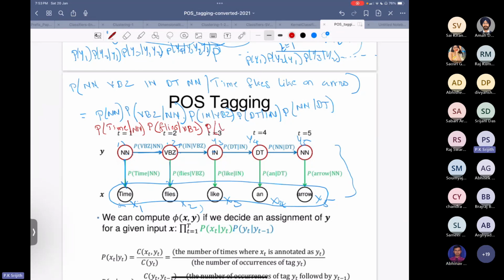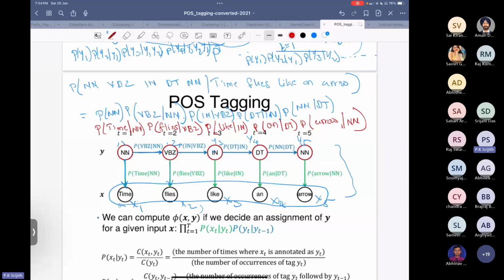Given NN, probability of VP; given VP, probability of IN; given IN, probability of DT; given DT, probability of NN. So this is how I find the probability. Okay, this is not exactly a probability because I have ignored the denominator term, since I don't need it to find which sequence of tags will get the highest value.